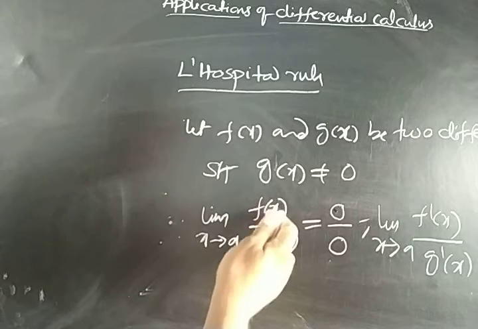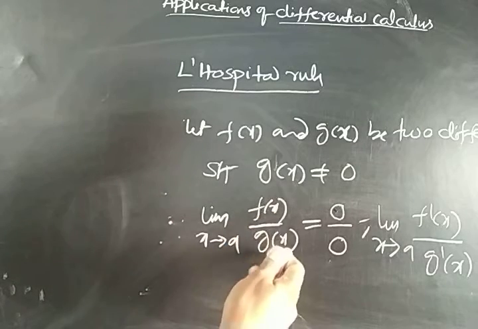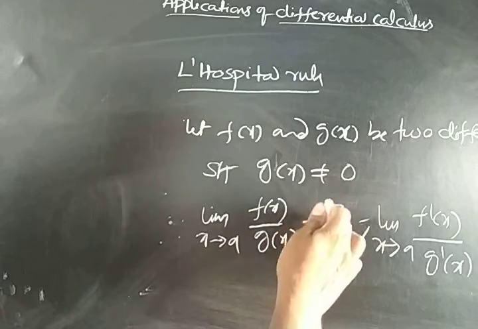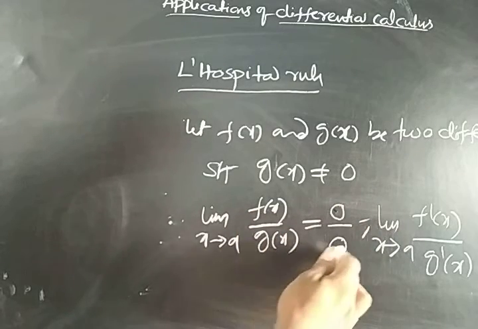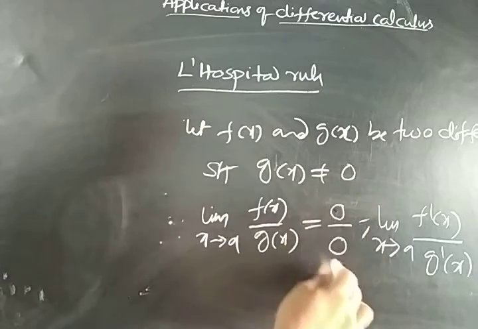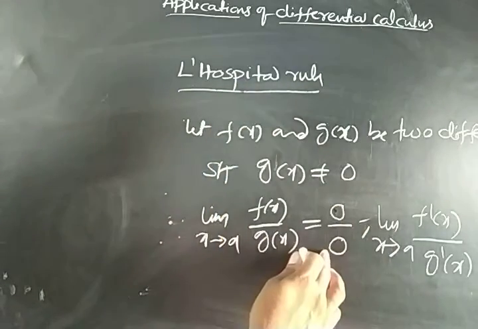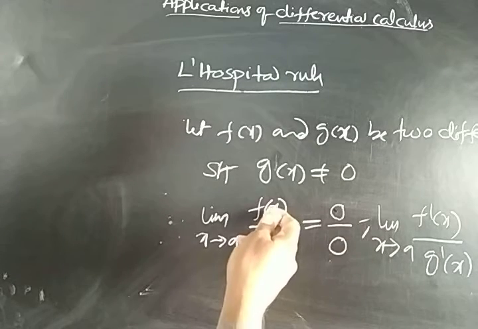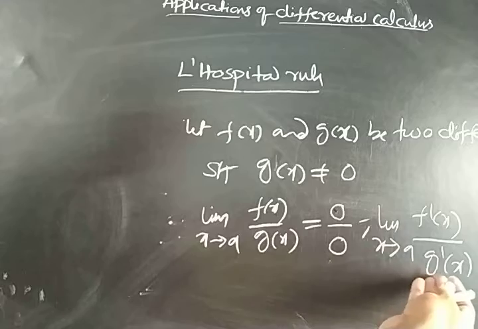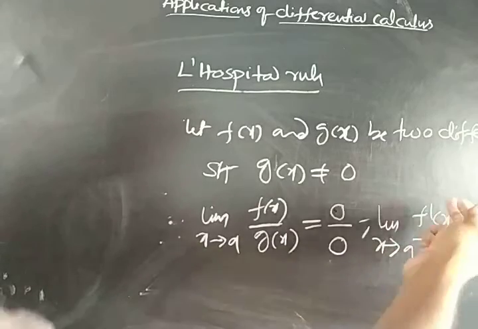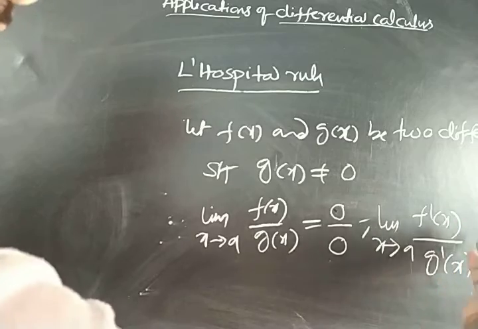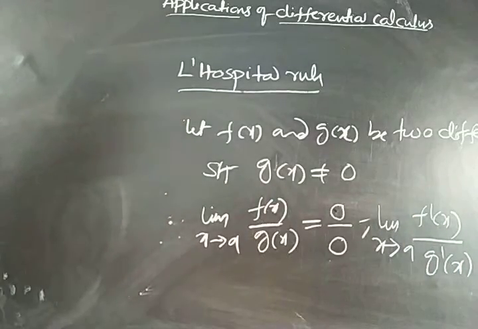If you have the function in fraction form, and while substituting x equal to a in the numerator you get 0, and substituting a in the denominator you also get 0, that means you are getting an indeterminate form. Then you have to use L'Hospital rule. Separately differentiate the numerator, separately differentiate the denominator, and then substitute a again. You may get a constant value, some limit value. You can consider that as the limit of the function.